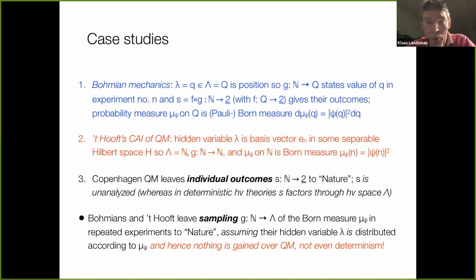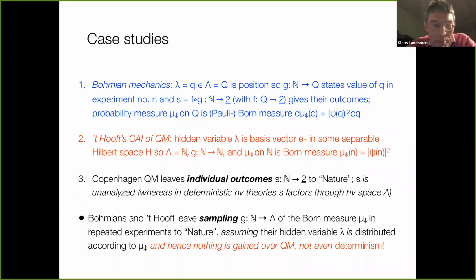Now, if you contrast such theories with Copenhagen quantum mechanics, then one could say that Copenhagen quantum mechanics leaves individual outcomes to nature. So again, mathematically, these outcomes are sequences, namely infinite binary sequences, or functions from the naturals to the bit. And so they're, so to speak, unanalyzed. You could see the essence of the Copenhagen interpretation as leaving the function unanalyzed and provided by nature, so to speak. Whereas in the deterministic theory, it factors through the hidden variable space, lambda. That's the essential difference.